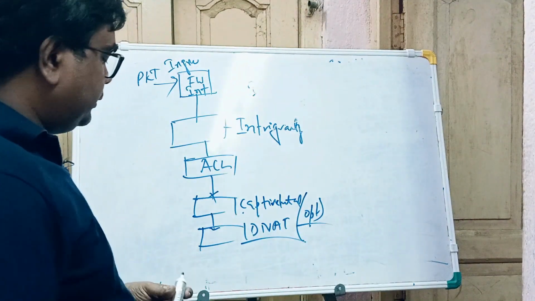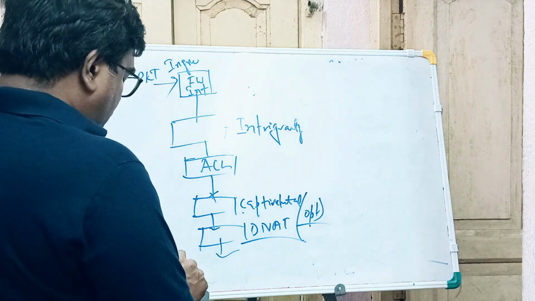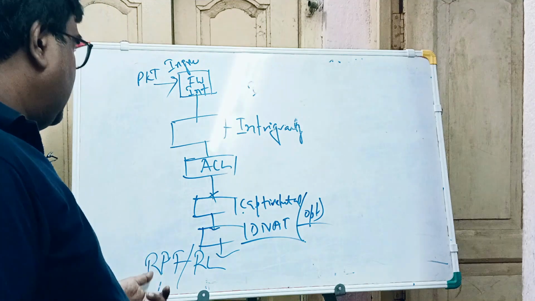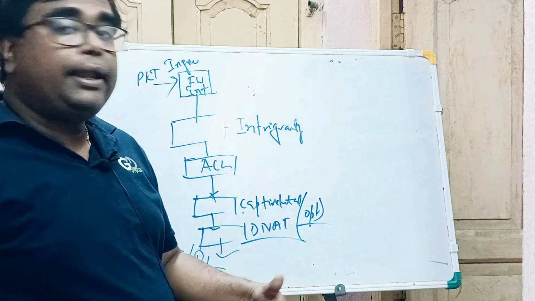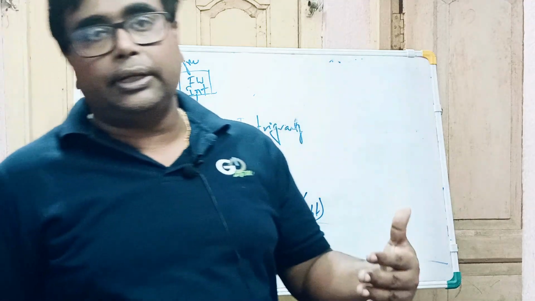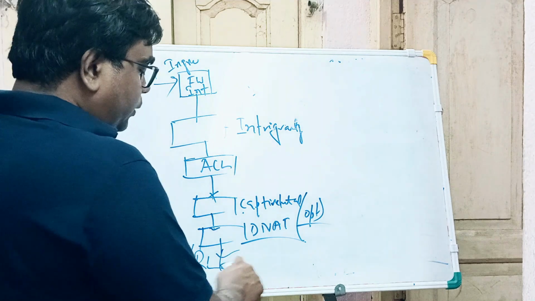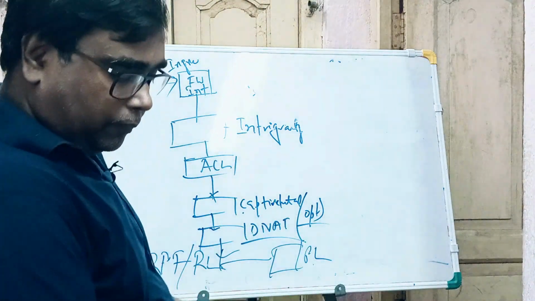After DNAT, traffic reaches the RPF or route lookup stage: reverse path forwarding and route lookup. If the packet has a route to the destination and can reach it, then the packet is forwarded to the policy lookup. This is called policy lookup.